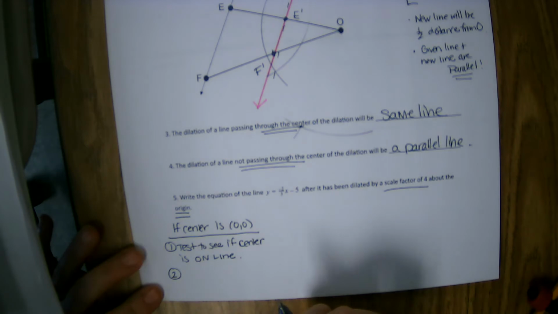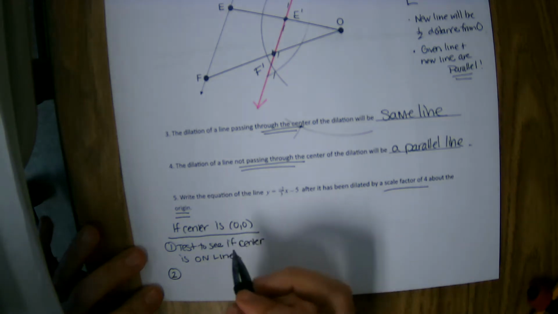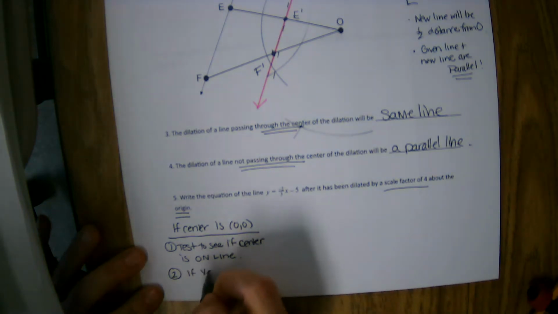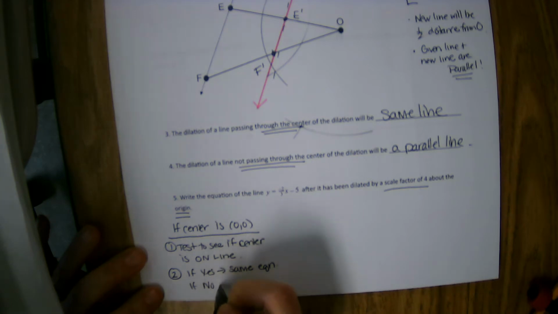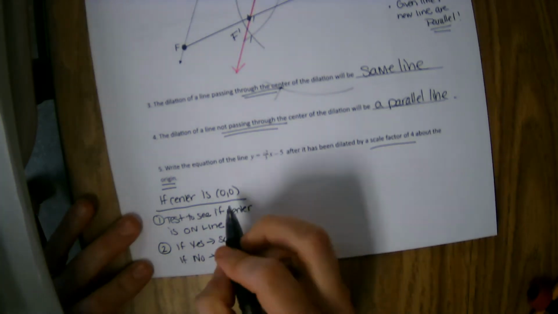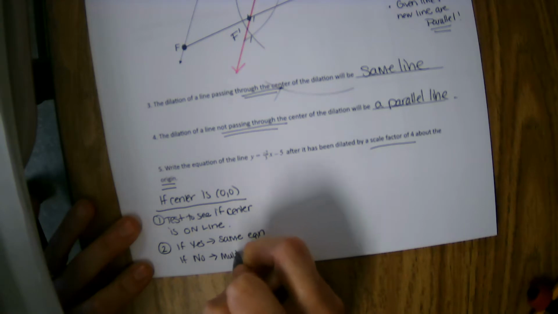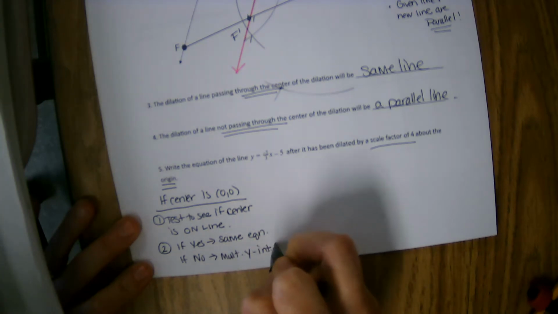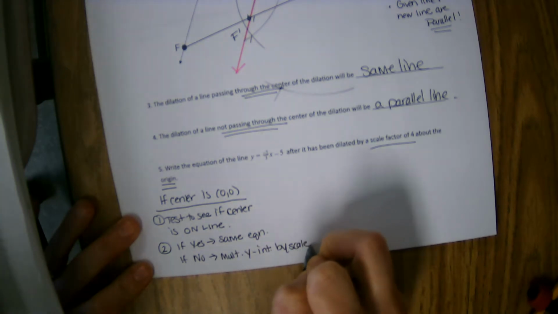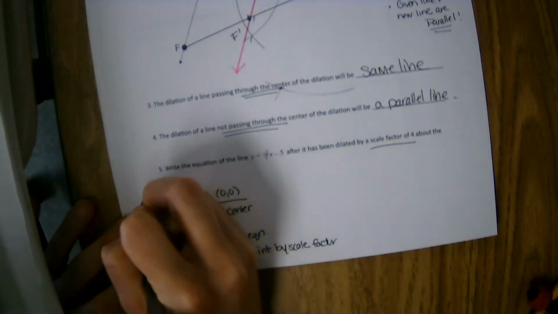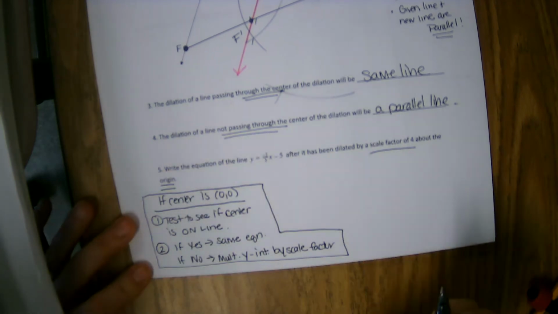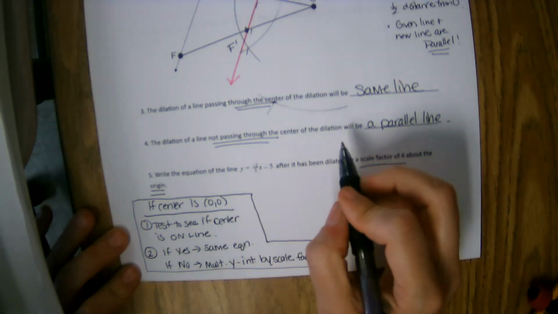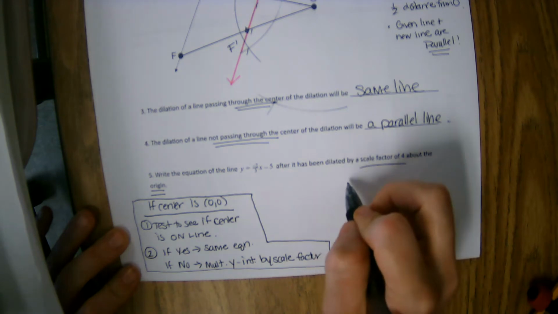And we'll talk about a couple different ways to do that as we do some more practice problems. If the answer is yes, then you're going to have the same equation because it's the same line. If your answer is no, that the center is not on the line, then you're going to multiply the y-intercept by your scale factor. And we know they're parallel, so they'd still have the same slope. So that won't change.